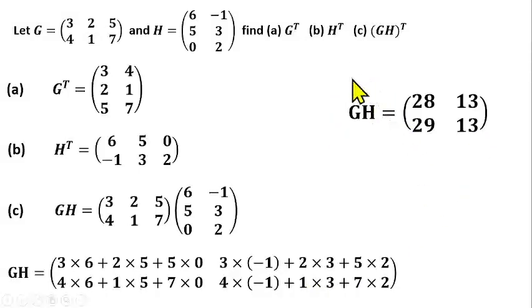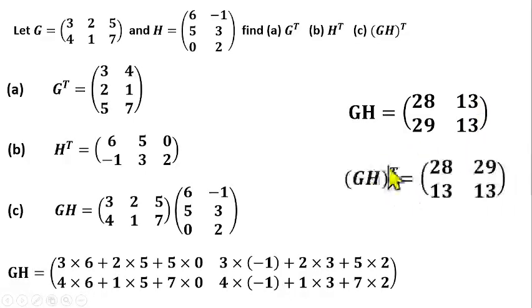So now we have the value of G times H. Now we are to transpose whatever we get here. So that means this column will become the row, this column will also become the row. So GH transpose will give us 28, 29, 13, 13. So now we have seen how we can transpose any matrix by changing the column to the row, or the row to the column, whichever one you want to do.